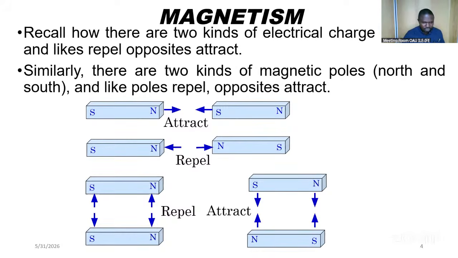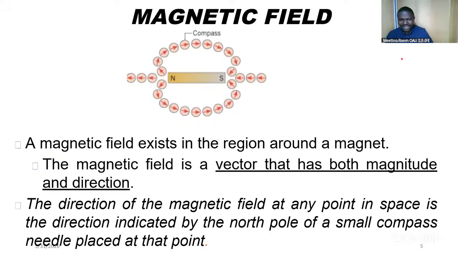Okay. So if we now go a bit further, how are you going to know the direction of the magnet itself? How are you going to know if this one is south, if this one is north? It's just like when you have a magnet and you have a compass. That compass contains a tiny needle.